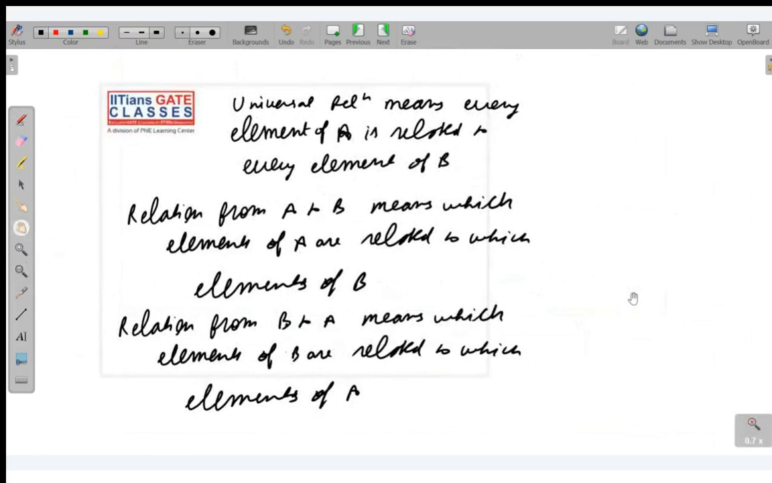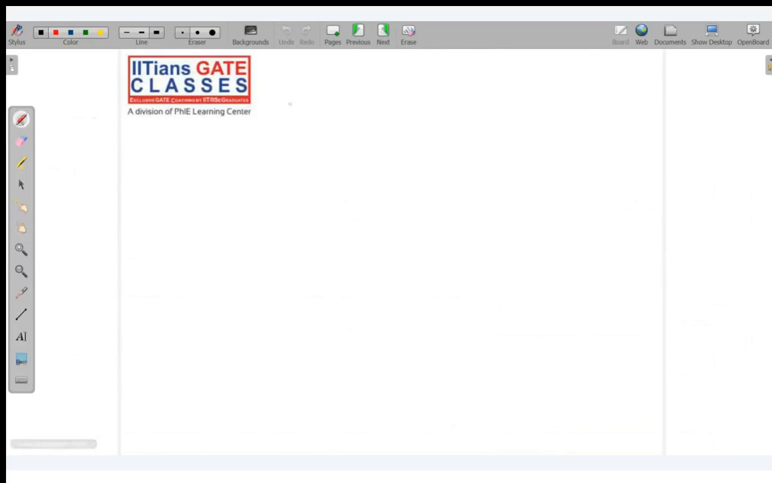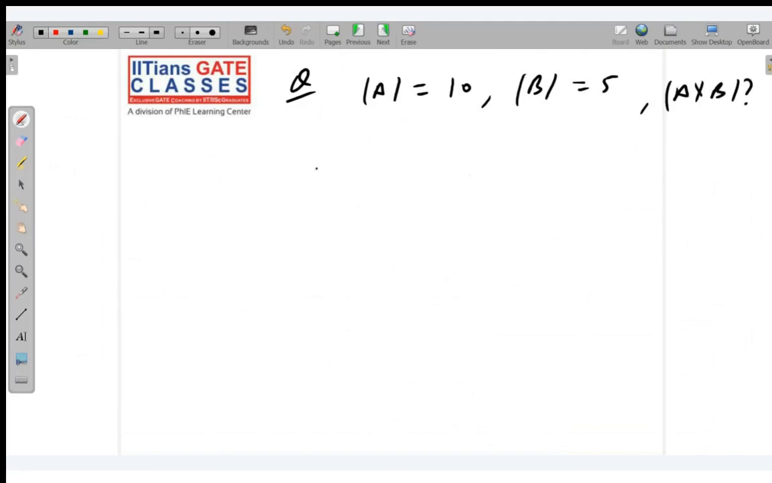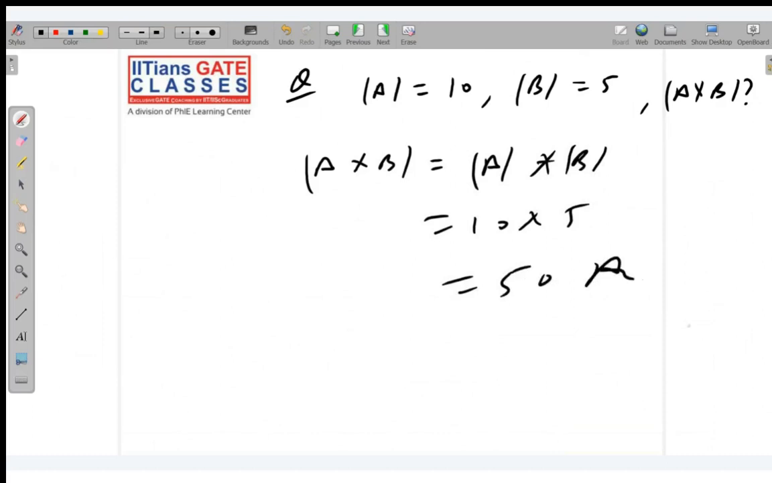Done, sir. Okay, so now we will answer first few numericals and then we will start other topics. So A is 10, B is 5, A cross B cardinality, you have to tell me. The answer is very simple, simply multiply them. A cross B cardinality will be equal to A cardinality multiplied by B cardinality. 10 into 5, that is 50 is the answer.